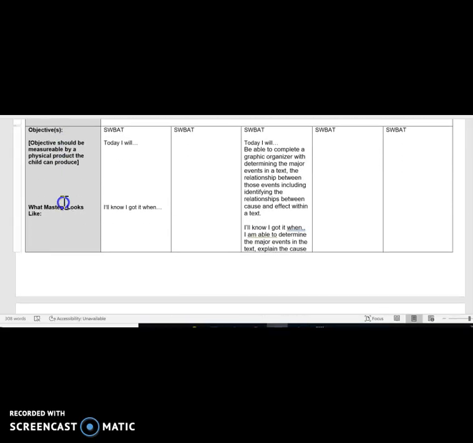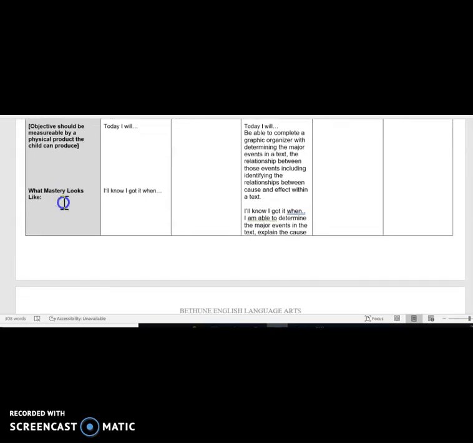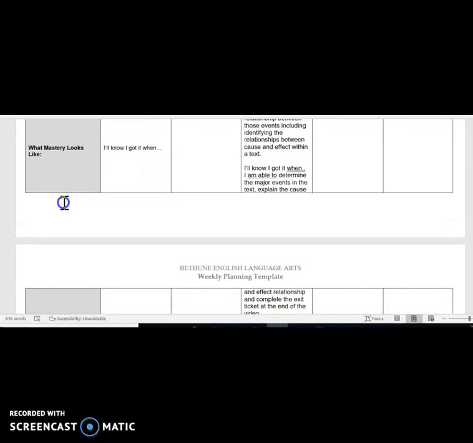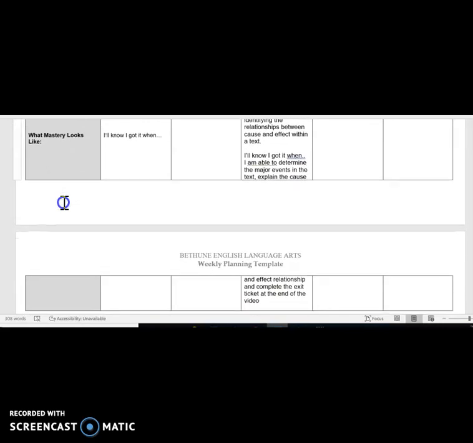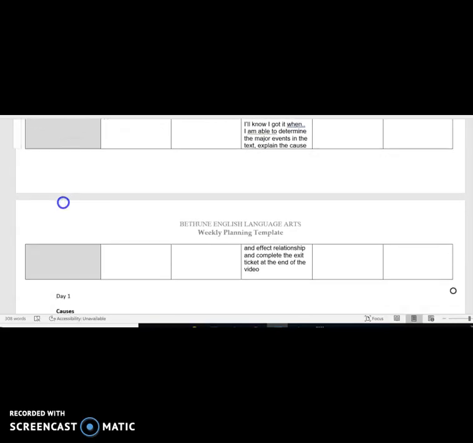Our objective for today is: today I will be able to complete a graphic organizer with determining the major events in a text, the relationship between those events, including identifying the relationship between cause and effect within a text. So I'll know I've got it when I am able to determine the major events in the text, explain the cause and effect relationship, and complete the exit ticket at the end of the video.